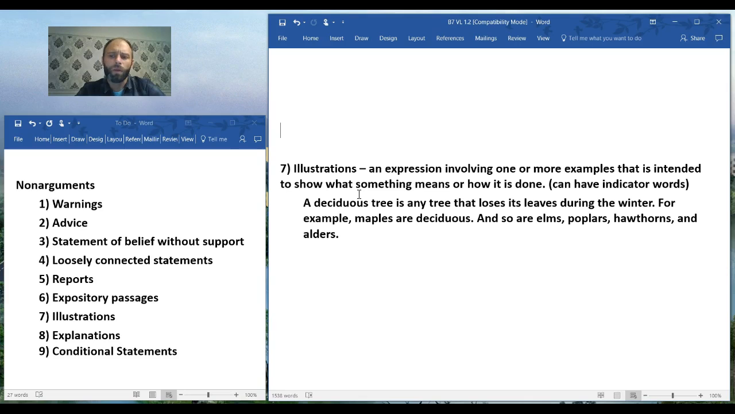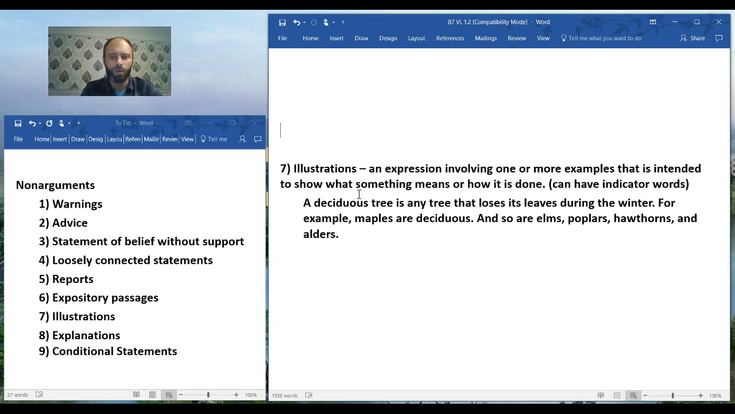So if there was going to be a conclusion here, it would probably be the first sentence. A deciduous tree is any tree that loses its leaves during the winter. But then we might ask ourselves, how would we try to prove that a deciduous tree is any tree that loses its leaves during the winter? We could point at a dictionary definition, like here is a dictionary and this is what it says about a deciduous tree. That's how we know that this is the definition of a deciduous tree.